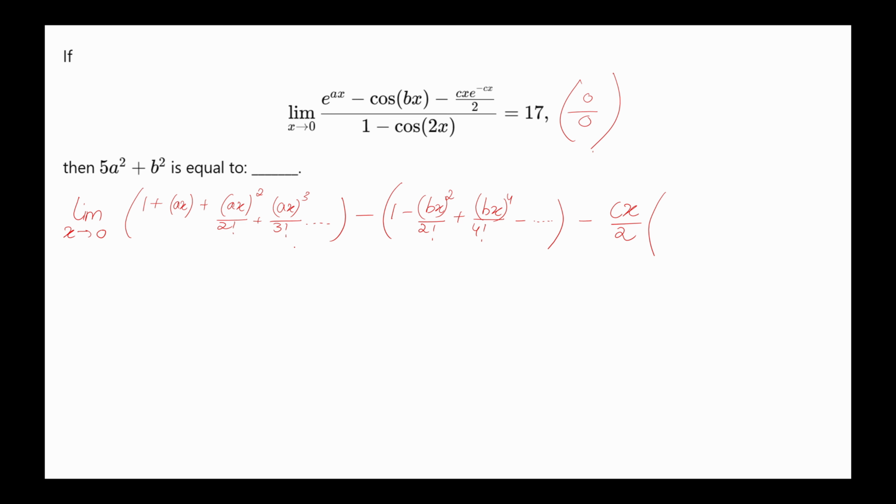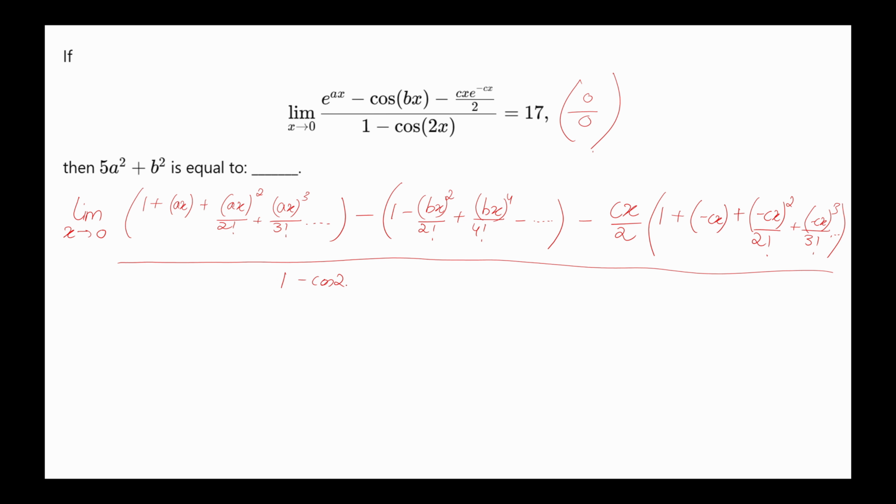Again, let me open this up in the same format. This would become 1 plus minus cx plus minus cx square by 2 factorial plus minus cx cube by 3 factorial, goes up till infinity. Now this entire thing is divided by 1 minus cos 2x. What I do is I divide this by 4x square and I multiply a 4x square here.